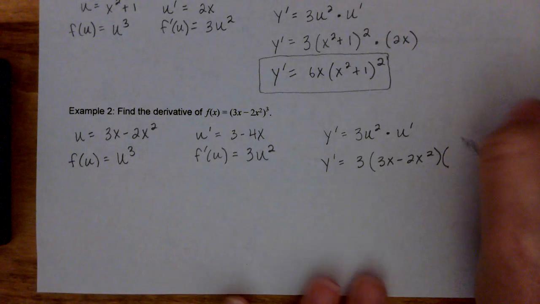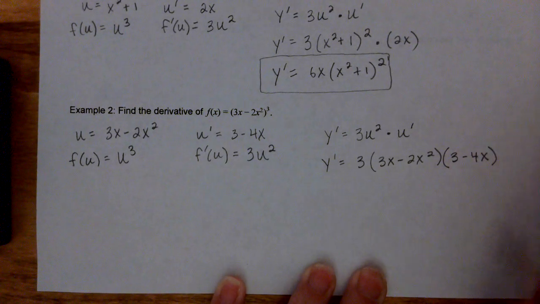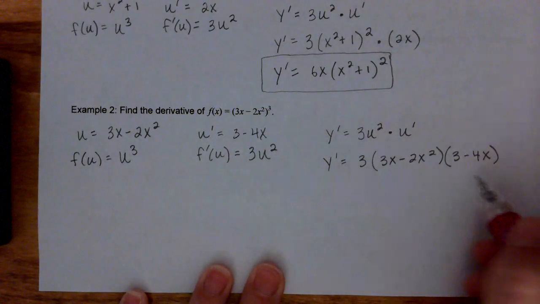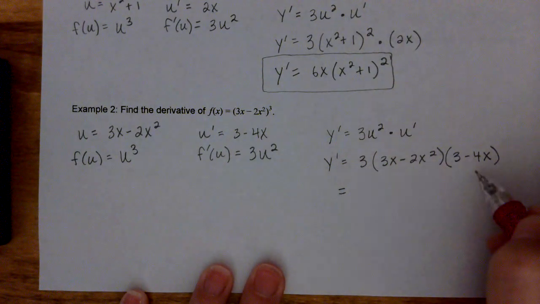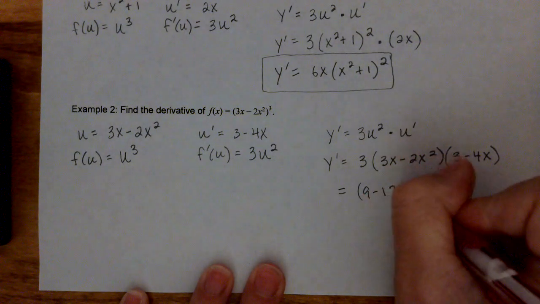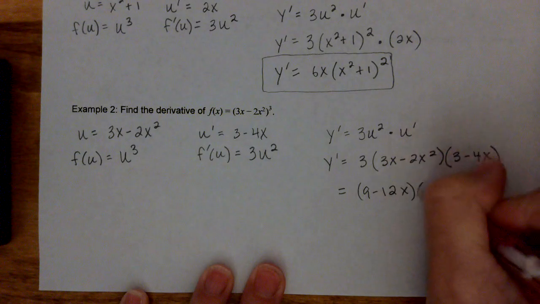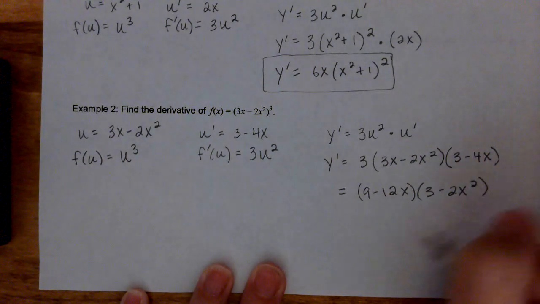times 3 minus 4x. You could leave it like this. A lot of times you're going to see they'll multiply this. So 9 minus 12x times 3 minus 2x squared.